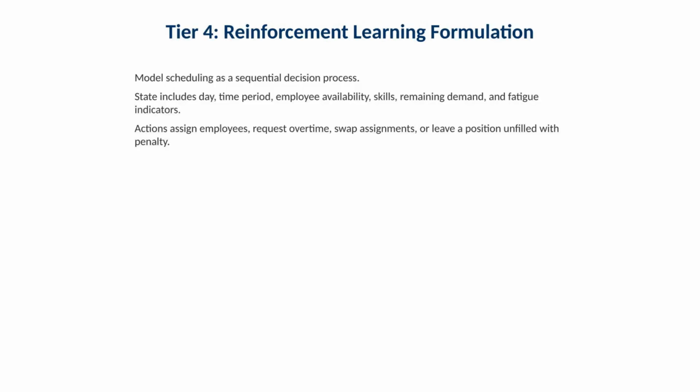Tier 4 reframes scheduling as sequential decision-making. Instead of producing one schedule in one shot, an agent makes assignments step by step, observing the current situation and choosing the next action.